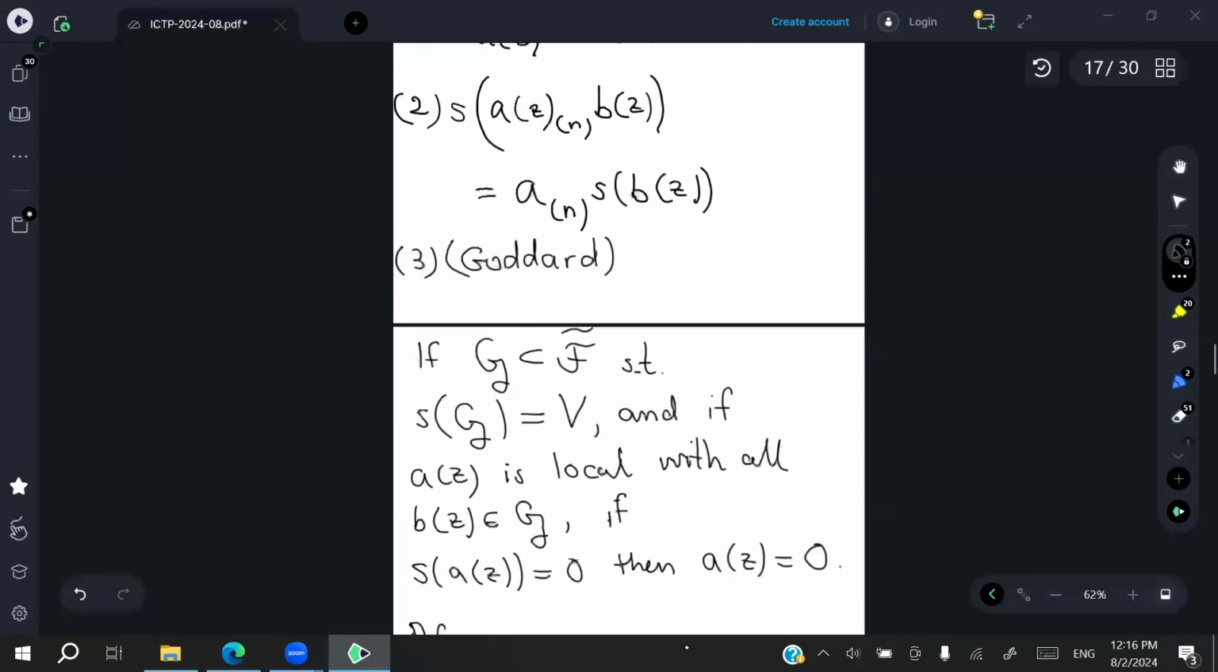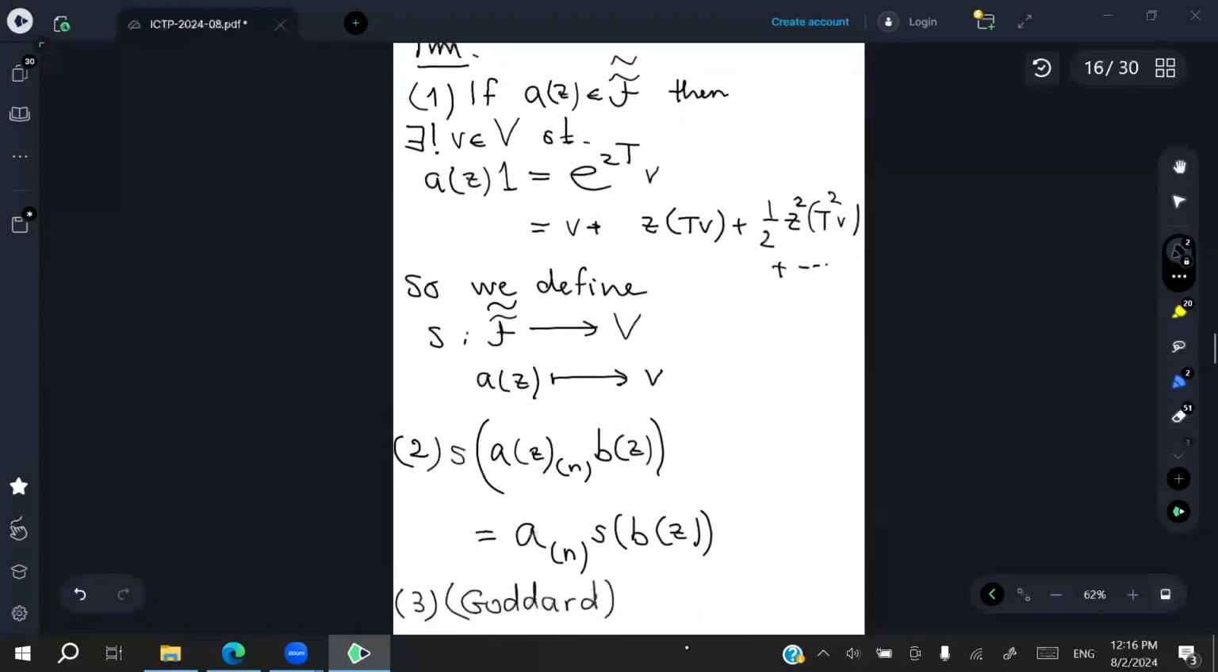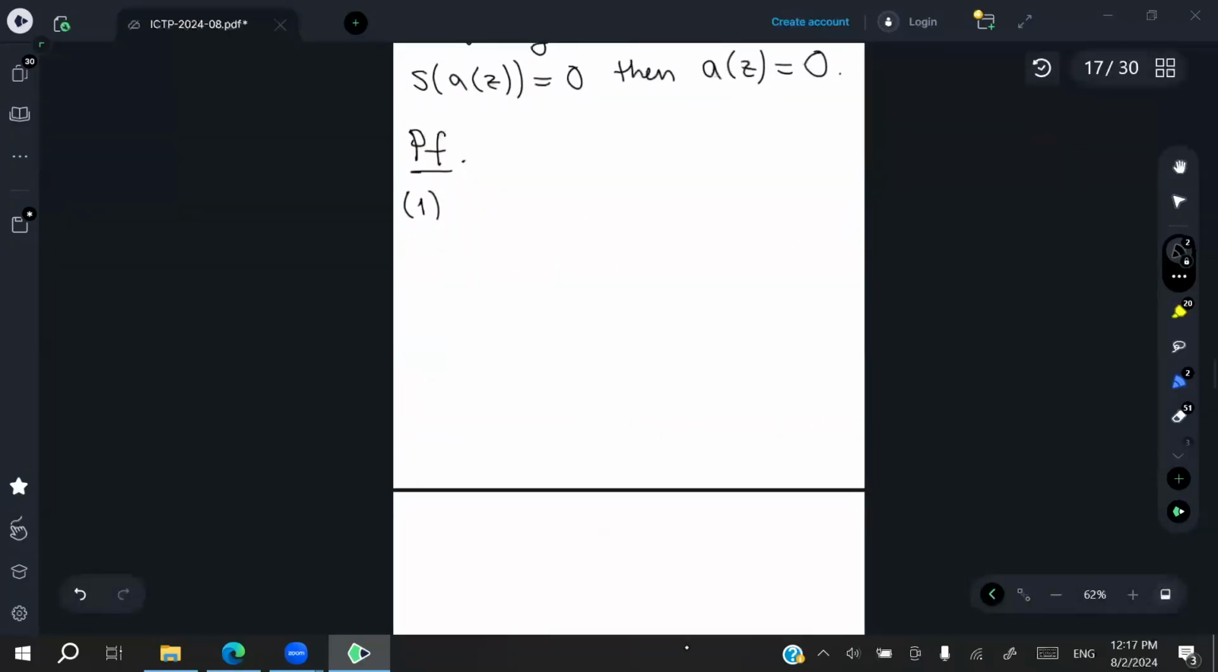So recall the first one was that if we take a translation invariant field and apply it to the vacuum, then we get something with only positive powers of Z. And so if we take the 0th coefficient and call it V, that's a well-defined element in the underlying vector space V. Okay, so how do we get this?